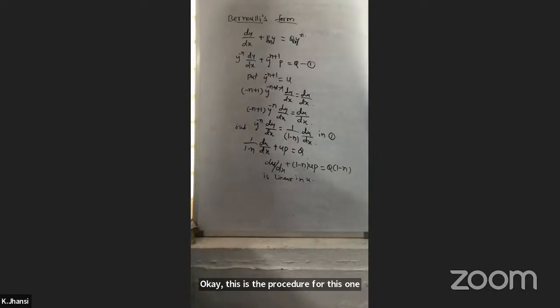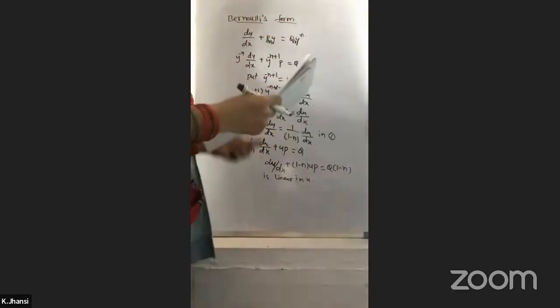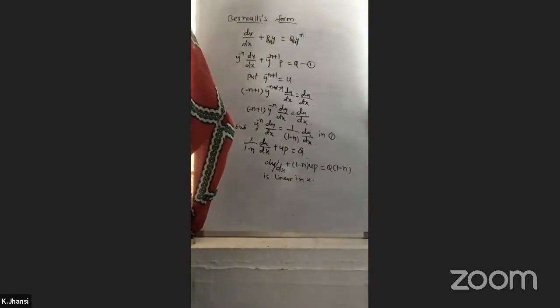So we'll see it from one problem on this. Okay, x y dash plus y equals y square log x.